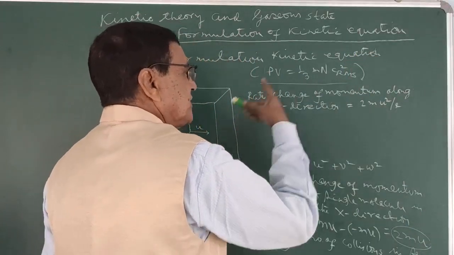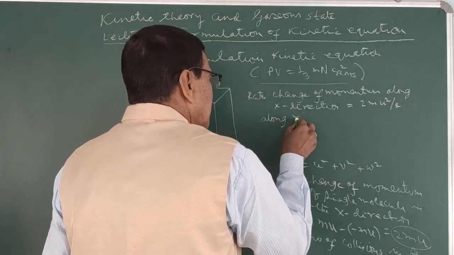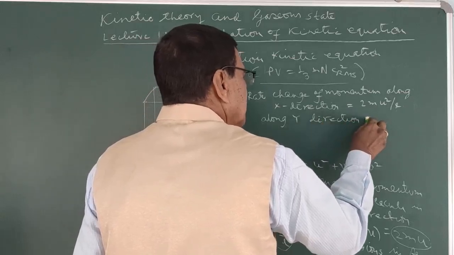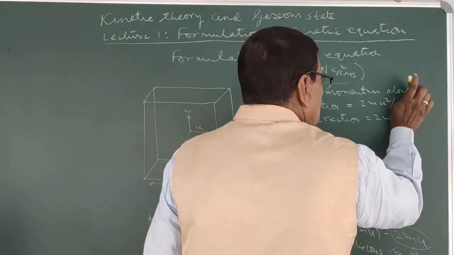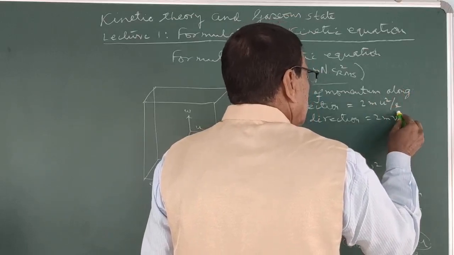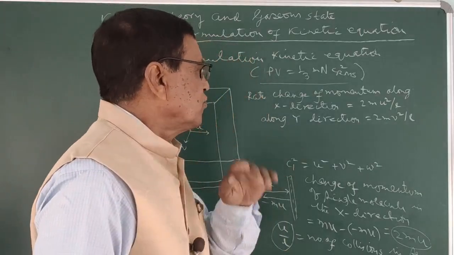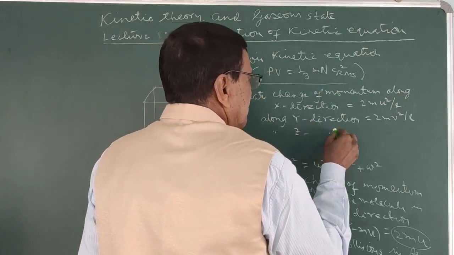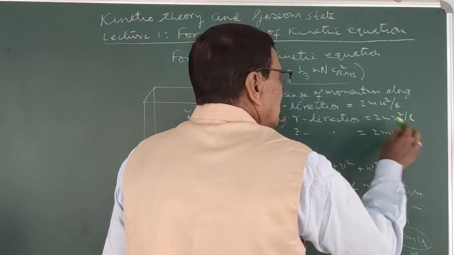And for the same single molecule along the y direction, it is equal to twice m v square by l, where v is the component velocity of this molecule along this y direction. Along this z direction, it is twice m w square by l.